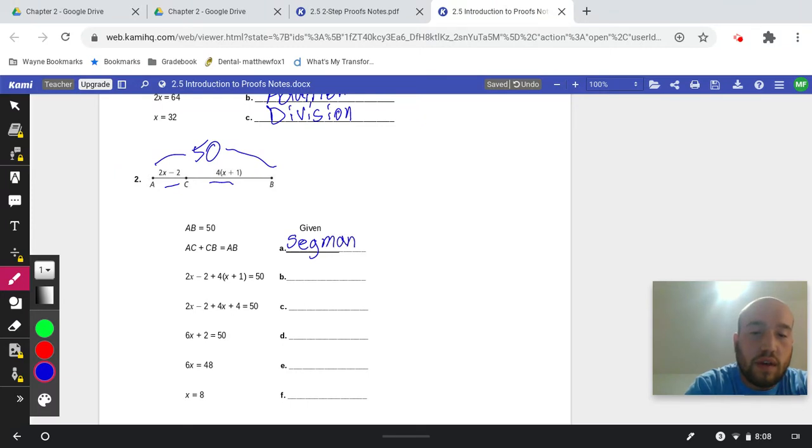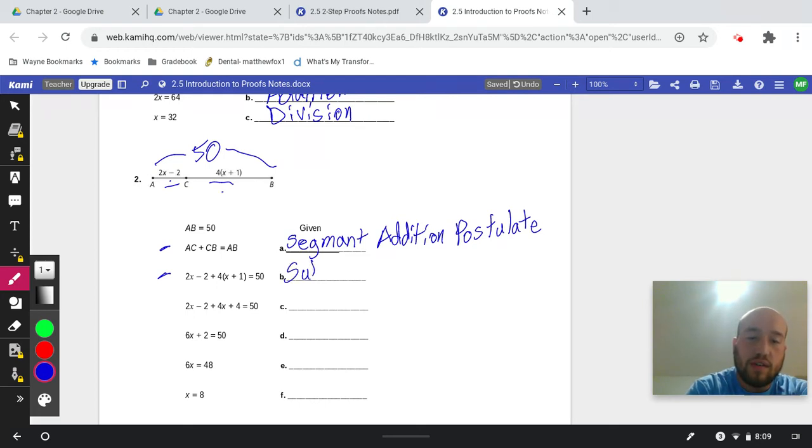So I can just write segment addition postulate here. Oops, my O looks like an A. So segment addition postulate, which tells us to remember the part plus the part equals the whole thing. Now, to get from this line to the next line, we plug in each of these parts. If we plug in and replace, that is known as substitution.